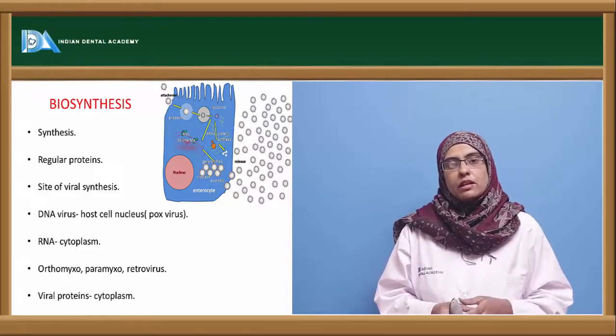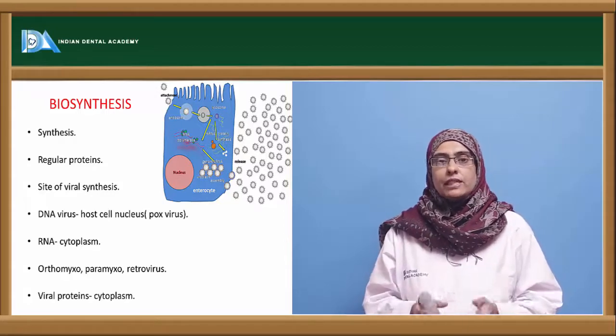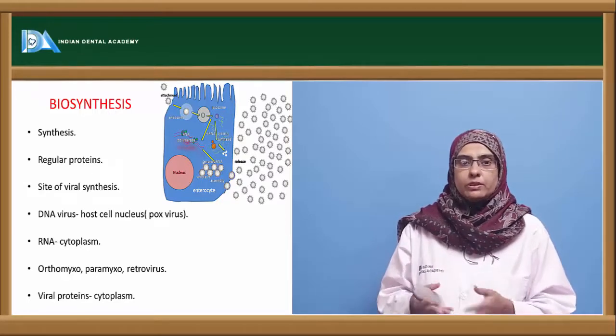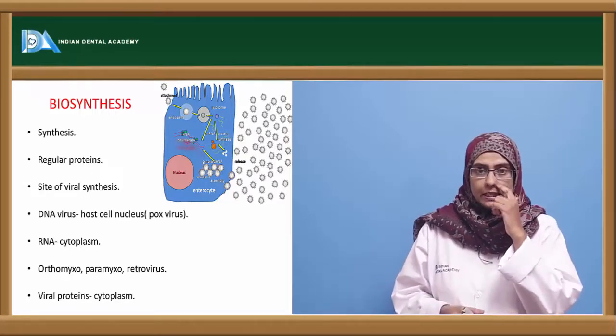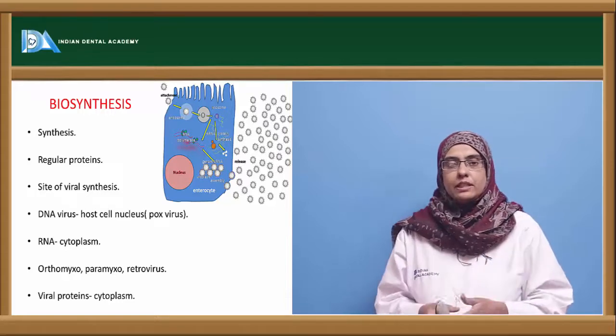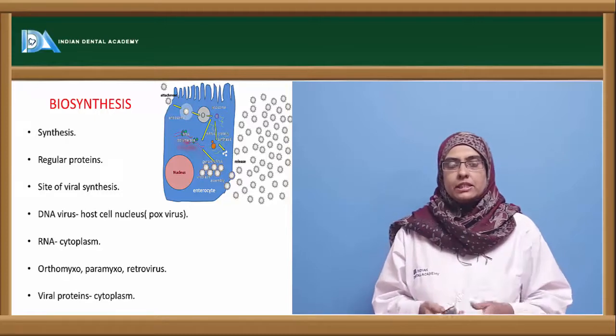Now coming to the viruses which are RNAs in nature, most of the replicative cycle takes place in the cytoplasm. Now coming to the orthomyxo, paramyxo and the retrovirus, here the synthesis usually takes place in the DNA, and most of the viral proteins are synthesized in the cytoplasm.